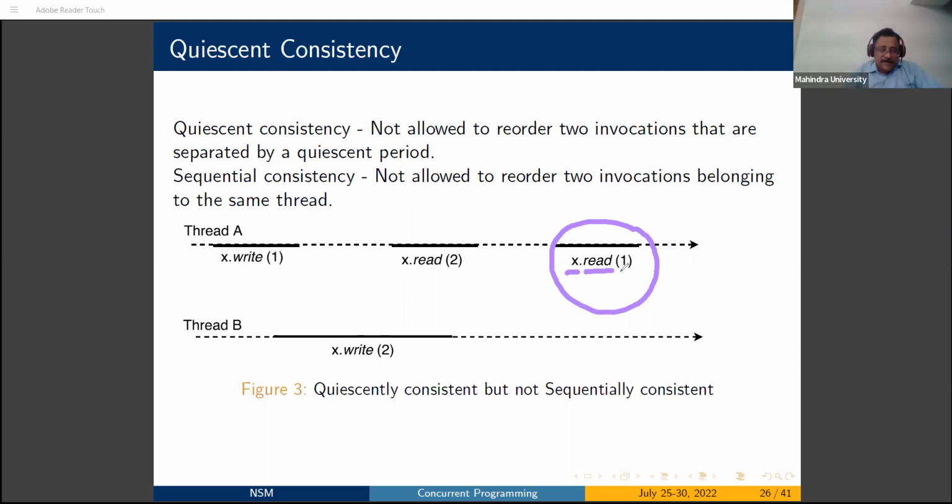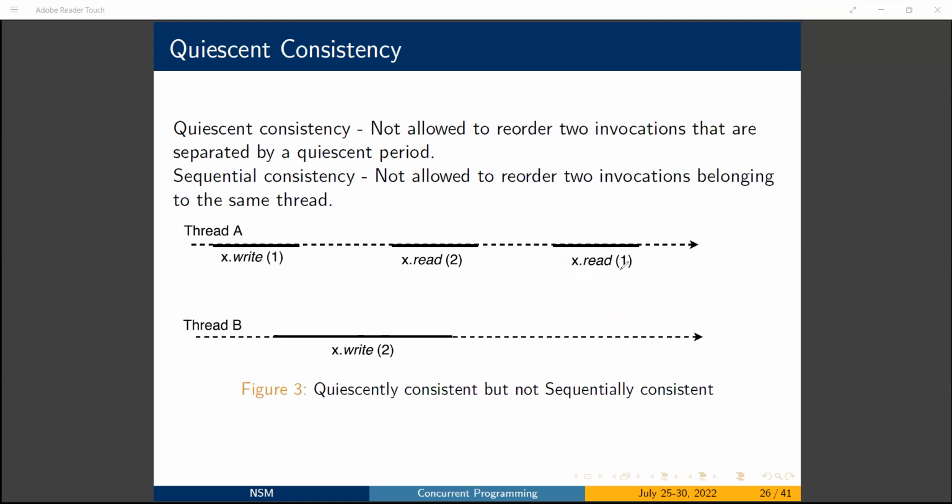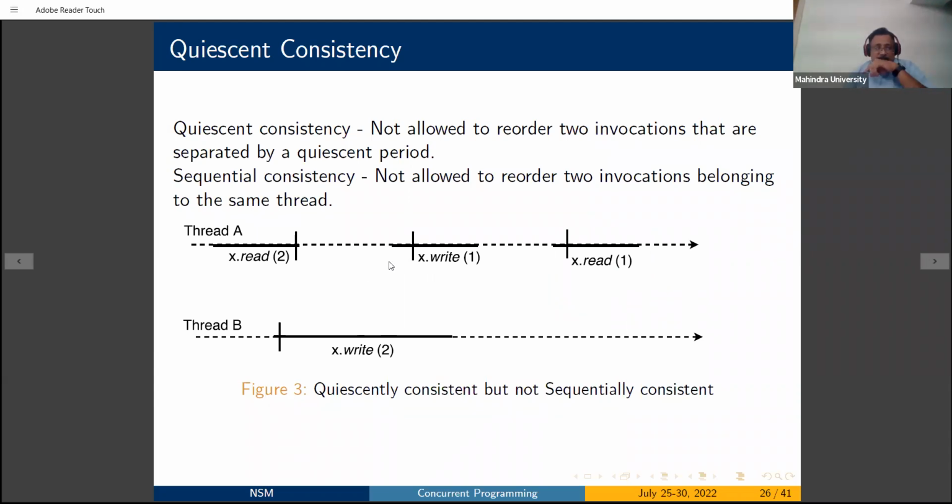So based on the definition of quiescent consistency, when we swap the operations of thread A, it satisfies. Yes, we can observe x dot read equal to 1 at some point of time, right? Are you with me, sir? Yes, sir. Got it.